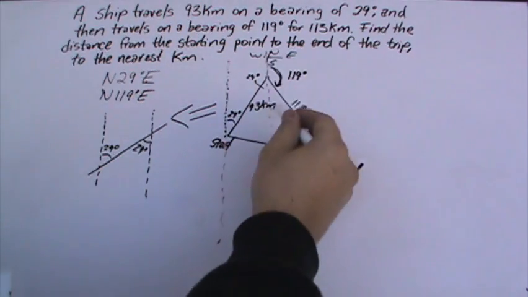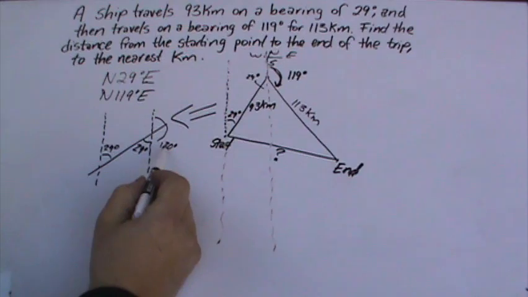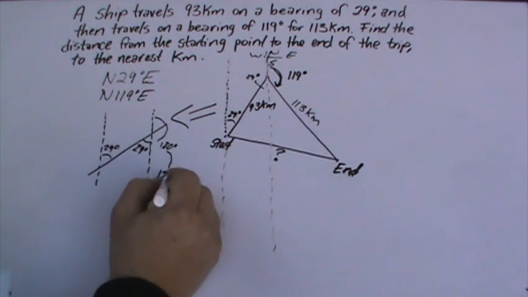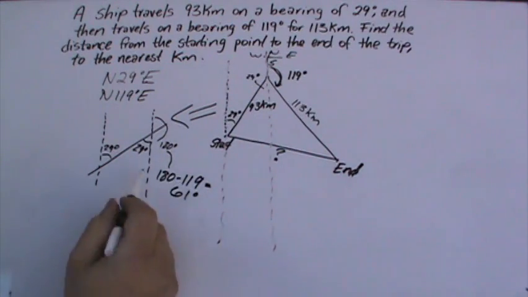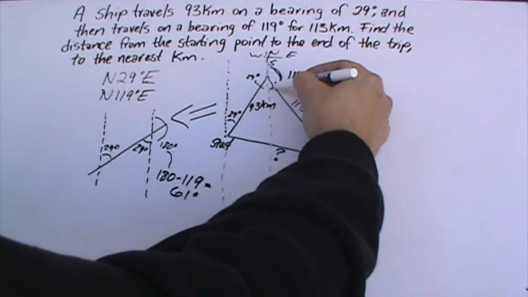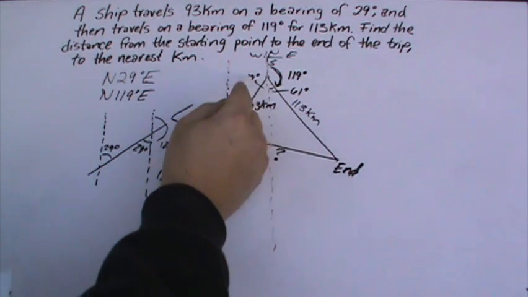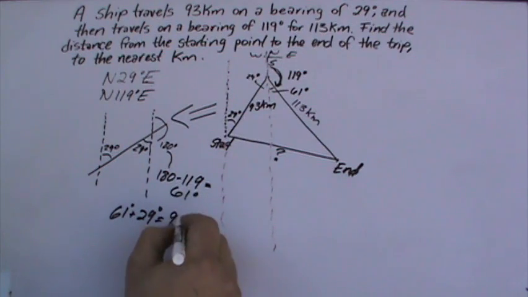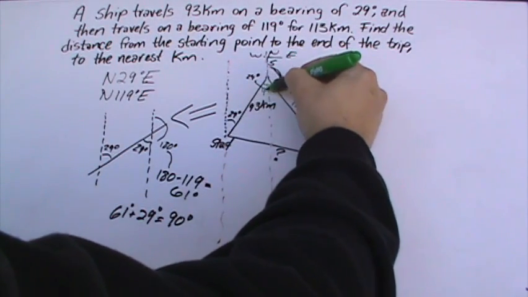Now we know this is a straight line, right? We have a straight line and we know this is 180 degrees. So if this part here is 119, this would be 180 degrees minus 119 degrees equals 61 degrees. So that means if this is 119, then this here must be 61 degrees. So now we have this side and this side. If you add 61 to 29, that's going to give you 90 degrees, right? We know that this is a 90-degree triangle, so this will be 90 degrees.